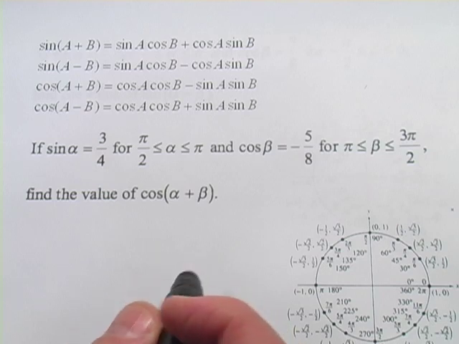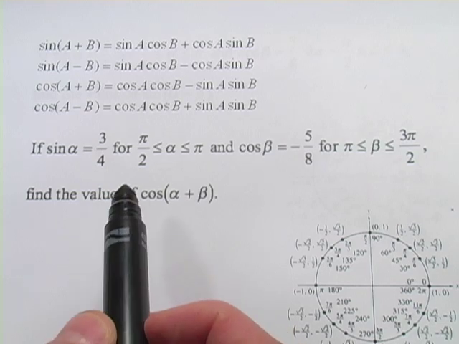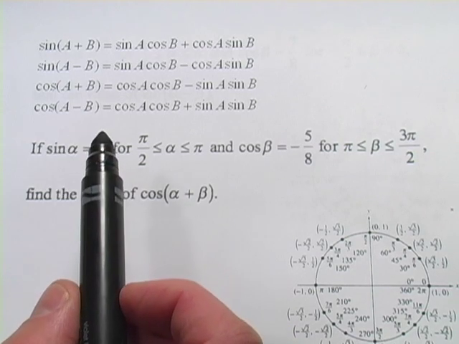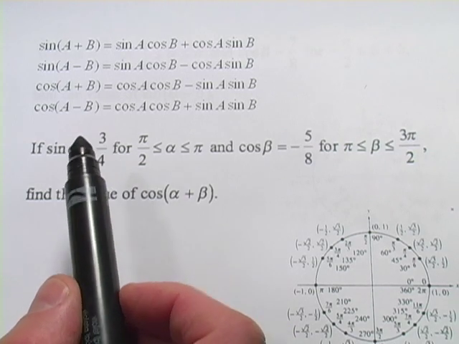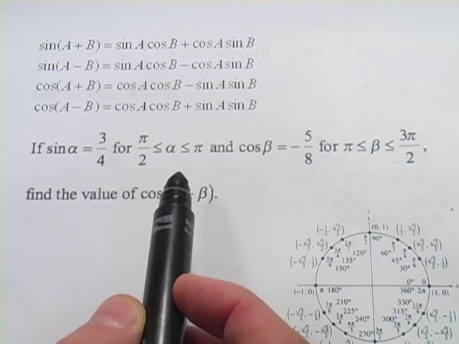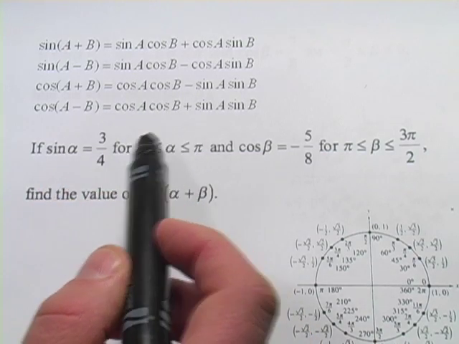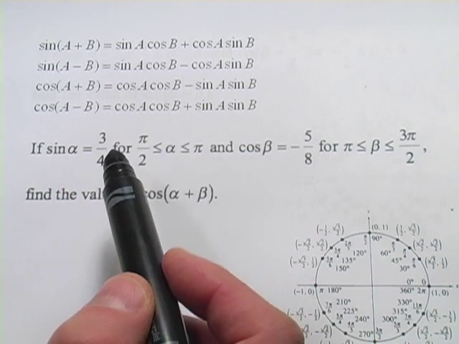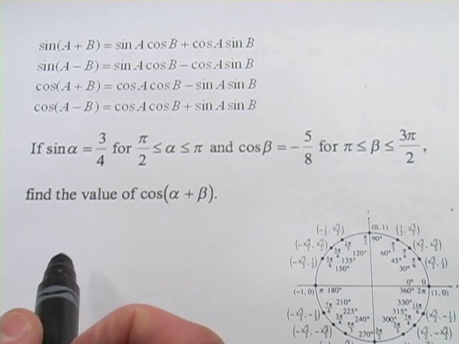Here we have problems that require the use of the sum and difference formulas for sine and cosine. And you can see this group of formulas up here. These are the sum and difference formulas. And we'll just use whatever formula applies. We'll find some missing values, plug those values in here, and then just do the simple multiplication and addition or subtraction, and we'll have our answer. Let me show you how this works.